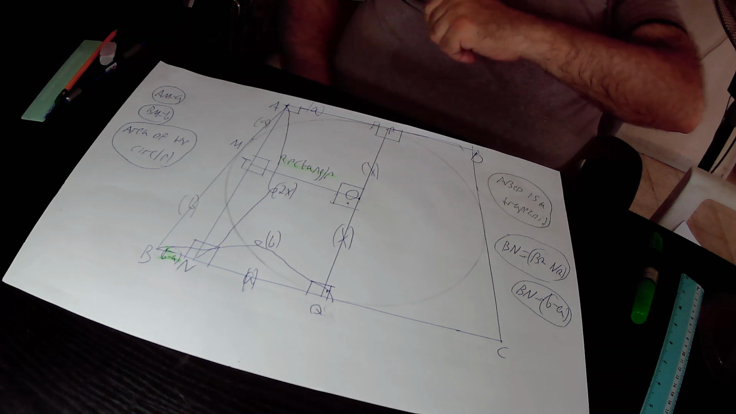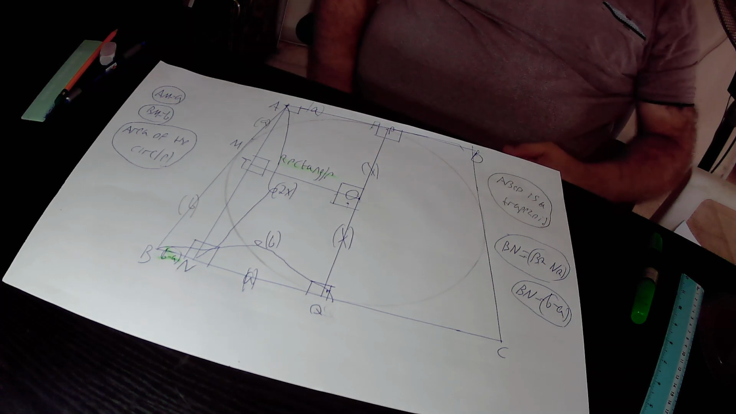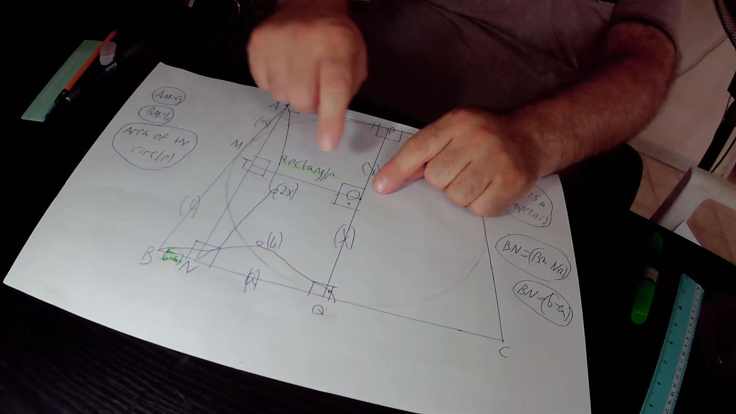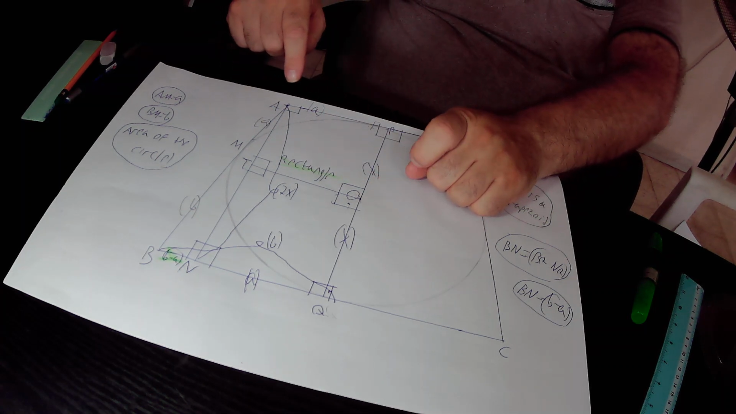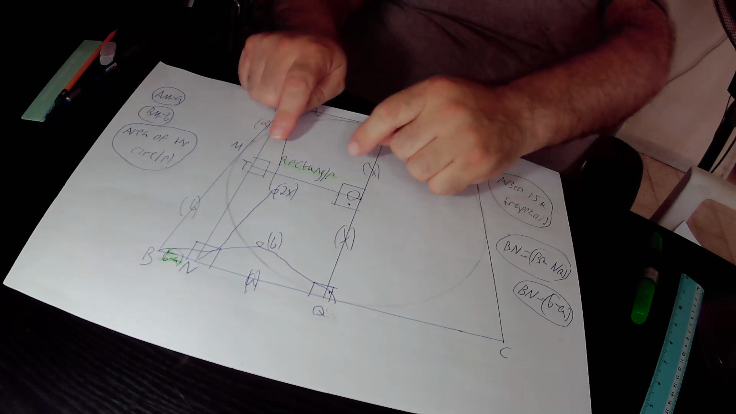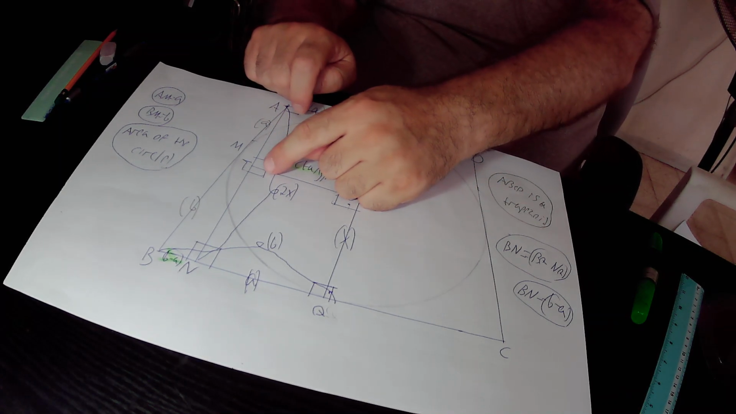In the next step, we did another construction, that is to say, from this point O, we go perpendicular on AN. Again, from point O, we go perpendicular on AN. So this angle equals 90 degrees, and this angle also equals 90 degrees according to our construction.